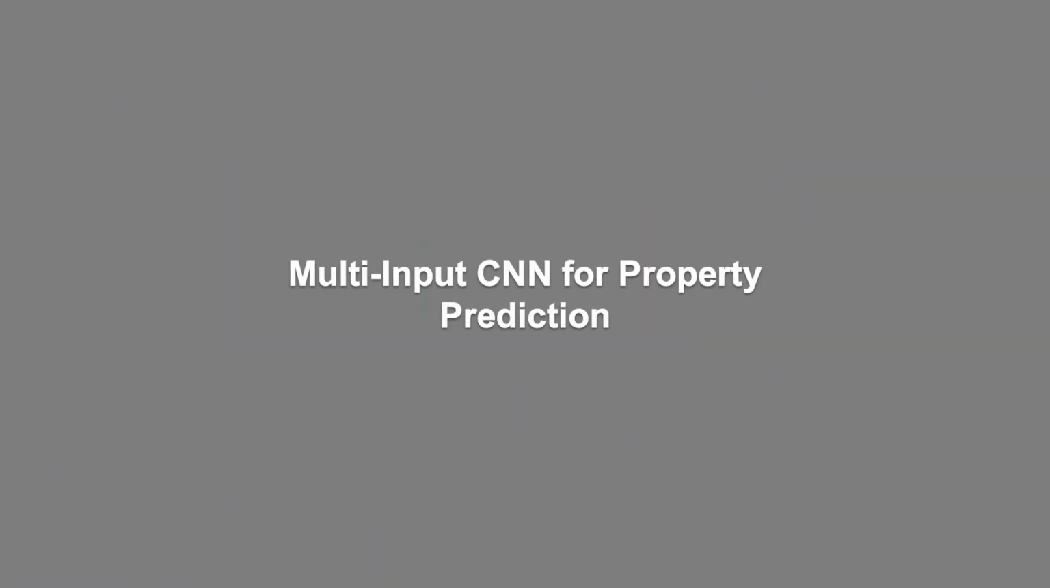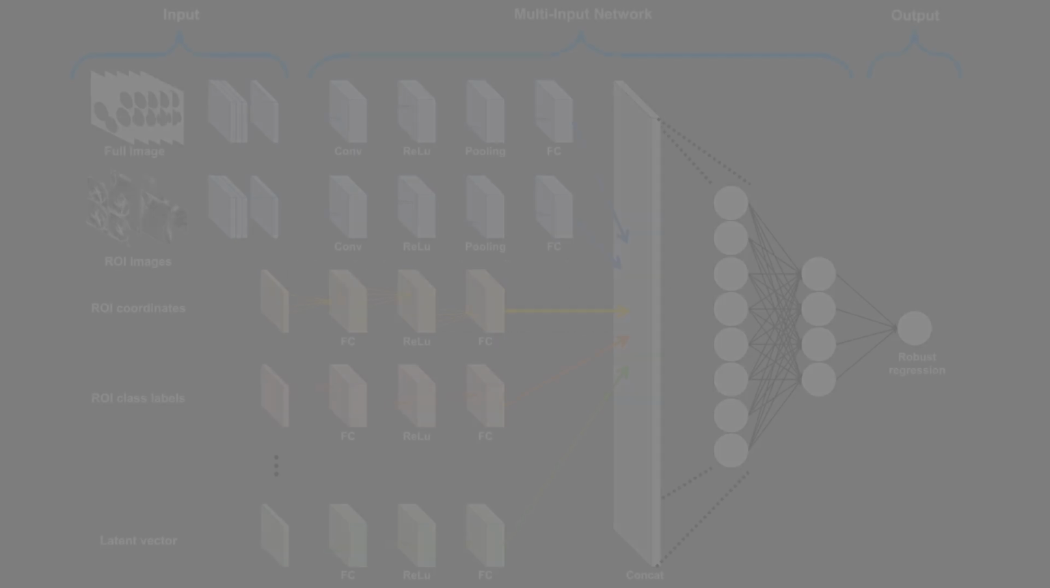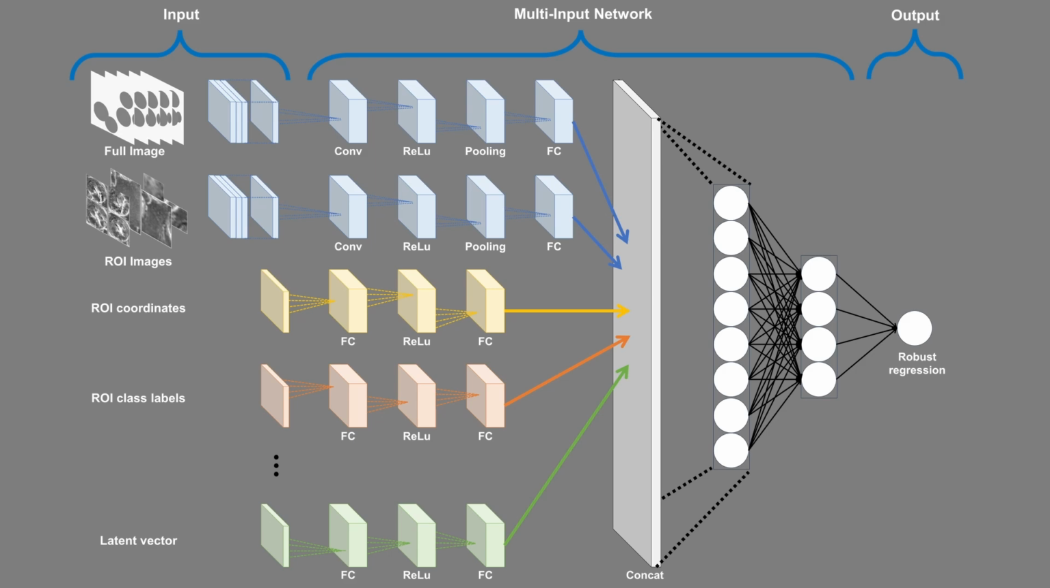Now, I will introduce the multi-input CNN used for property prediction, followed by the prediction results. Here, we use a multi-input CNN to predict material properties. The network integrates full images, ROI images, ROI coordinates, ROI class labels, and a latent vector. These features are fused into a unified representation for prediction.